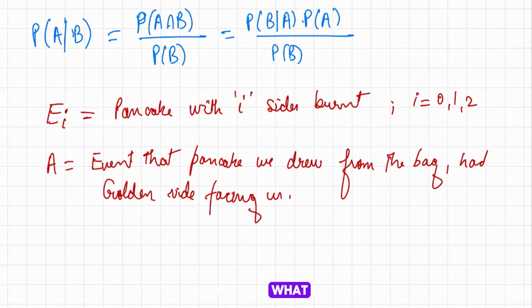Okay, so what this is basically saying is, A is the event that if you drew a pancake out of the bag, the side you were looking at is also gold. Now, one of the trickier parts of this problem is how you construct these events, how you basically structure this problem.